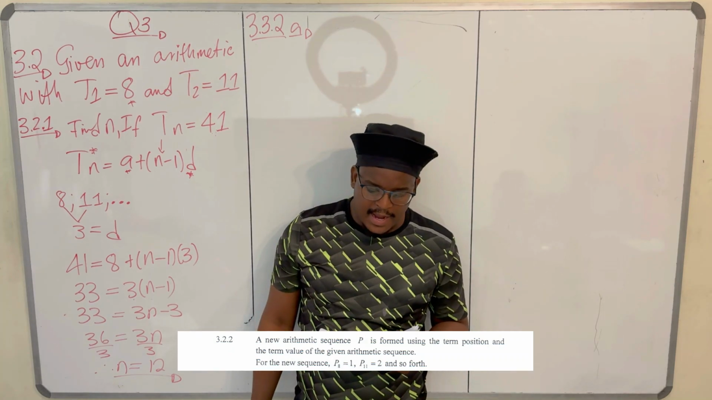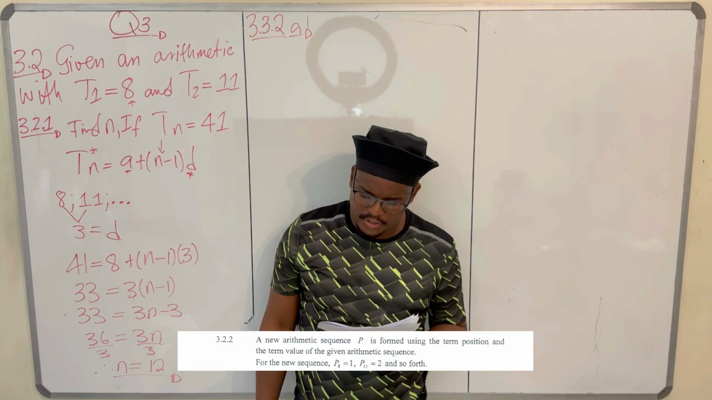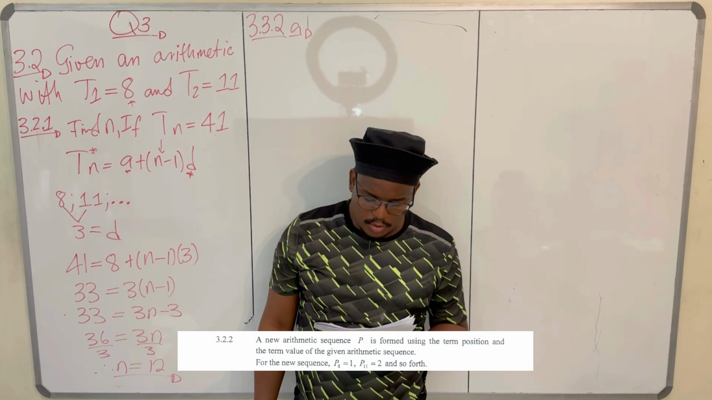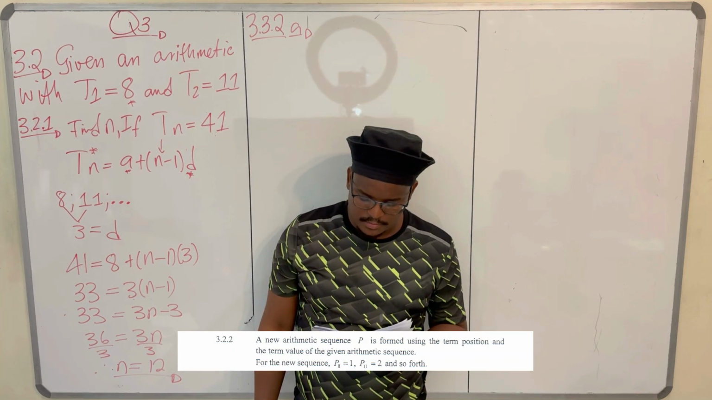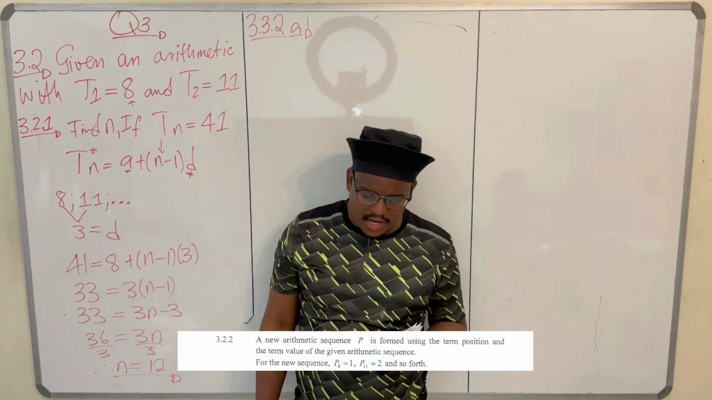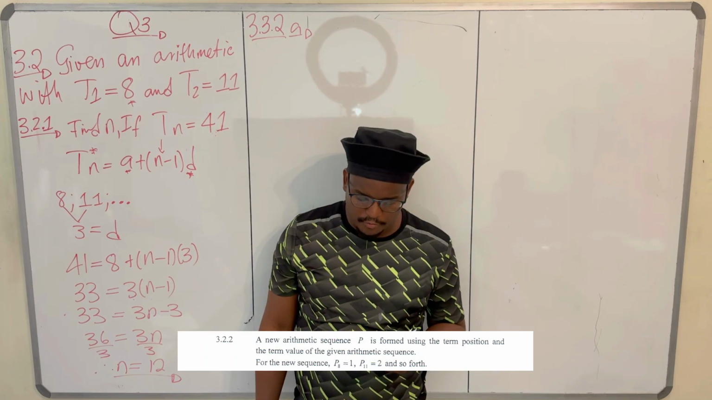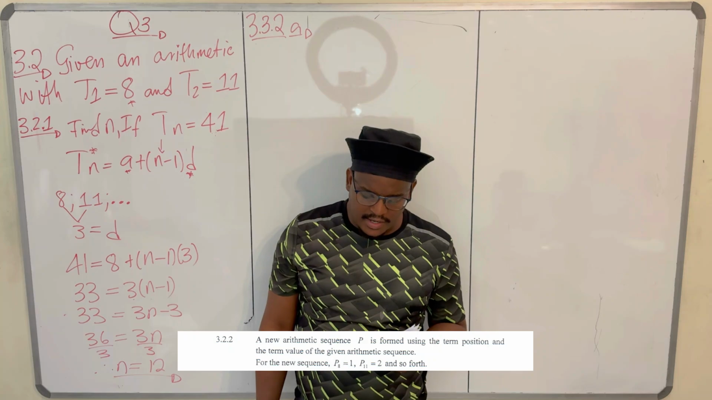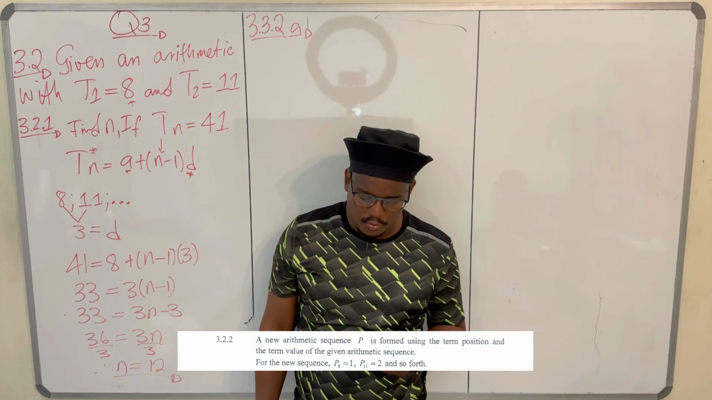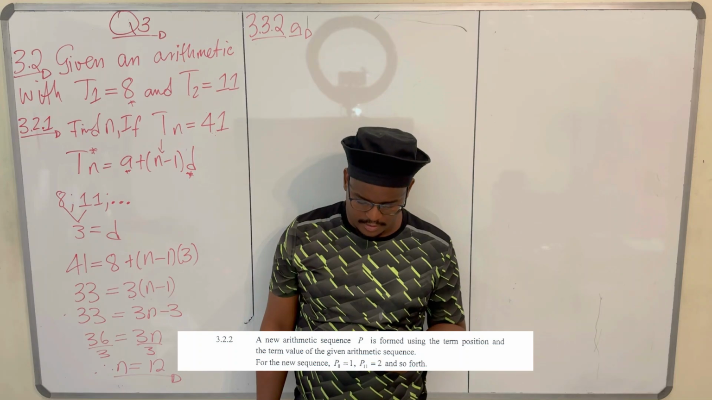3.2.2. An arithmetic sequence P is formed using the term position and the value of the given arithmetic sequence. Let me read this again. They are saying a new arithmetic sequence P is formed using the term position and the term value of the given arithmetic sequence. For the new sequence, P of 8 is equal to 1, and P of 11 is equal to 2, and so forth.